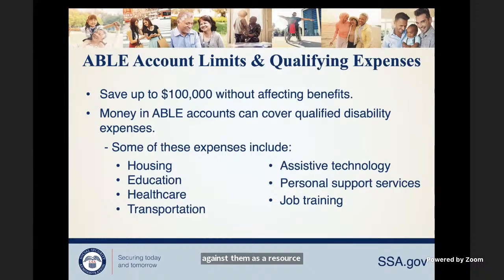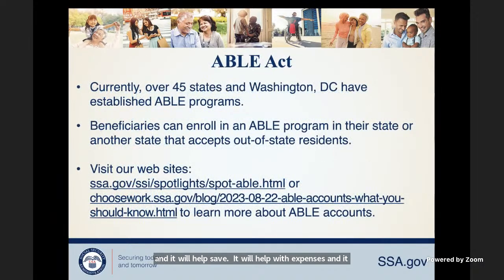Now, ABLE accounts are great for a child or an adult. Whether they're a child or an adult, a parent can help and start saving for expenses that may come up. Just like a special needs trust, you're going to worry about your adult child that's disabled in the future. You can put money into this ABLE account, and it'll help with expenses, and it's not counted with the SSI as an asset or income.